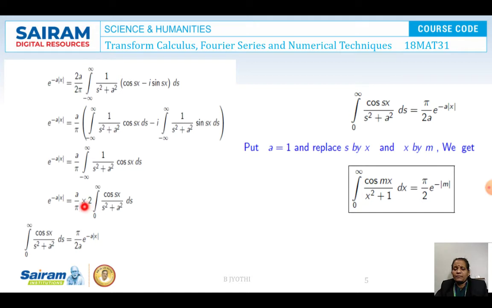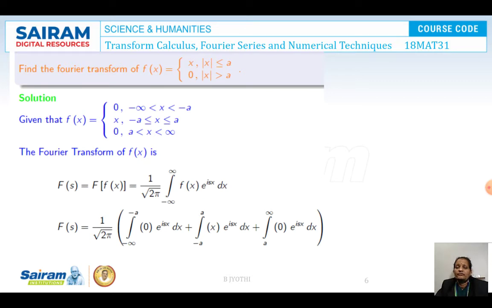Taking all the constants to the left hand side, we get only the integral part, that is integral of cos sx divided by s square plus a square into ds is given by pi by 2a into e power minus a mod x. So now let us put a is equal to 1 and replace s by x and x by m. We get integral from 0 to infinity cos mx divided by x square plus 1 dx is equal to pi by 2 into e power minus mod m.